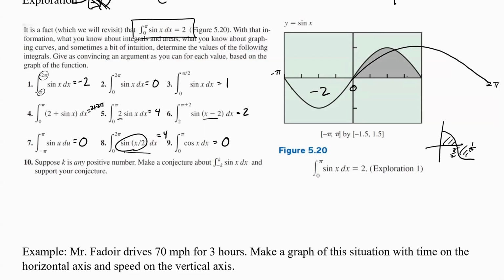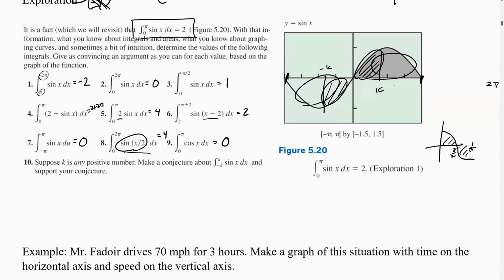All right. Tough. Last one. Suppose k is any positive number. Make a conjecture about the curve negative k to positive k. So here's negative k. Here's positive k. Put them in the right place. Okay, so now we're talking about this particular region. Oh, positive area there, negative area there. It looks like 0. What if k went all the way out to pi?